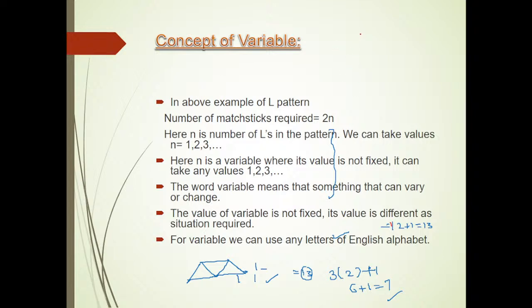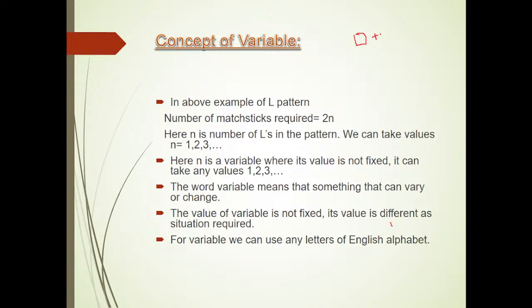For example, there is a number which, if you add 2 to it, gives 5. Can you guess what will be the number? Can you please chat it? If you add any number to 2, it gives 5. What will be the number? Yes, it is 3. 3 plus 2 is 5. So this is the value we don't know.